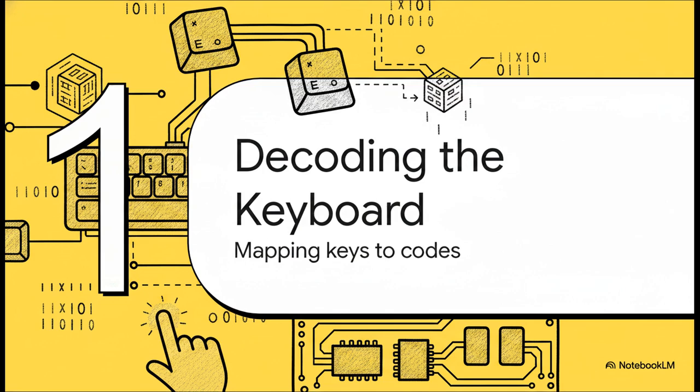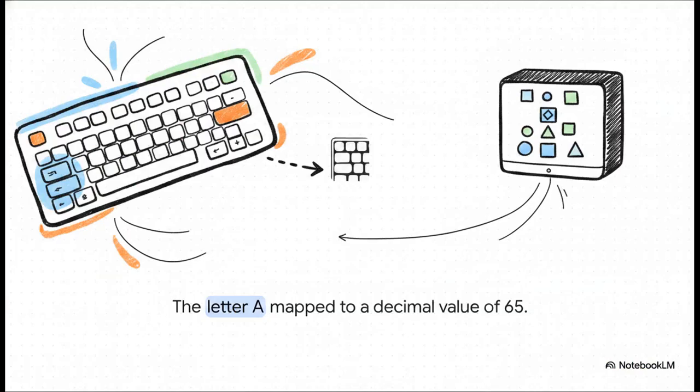Section 1. Decoding the keyboard. Let's ground this abstract concept with an everyday action. When you press the uppercase letter A on your keyboard, the computer absolutely does not see a shape with two slanted lines and a crossbar. Internally, that specific key press is immediately mapped to a unique decimal value. In this case, the number 65. So, irrespective of the make or model of your keyboard, hitting capital A essentially just shouts 65 at your system.